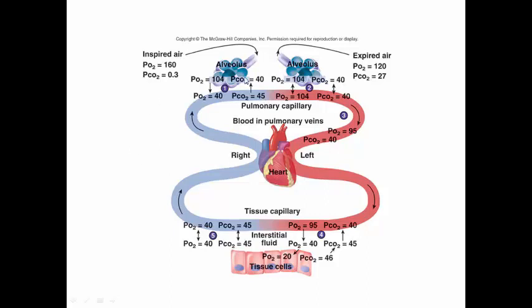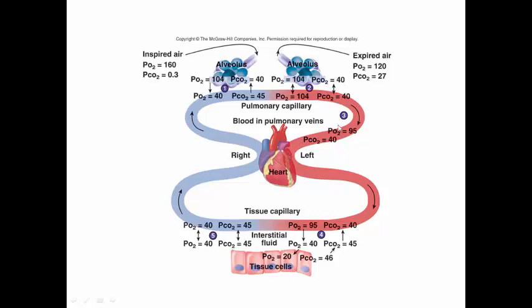Now, because there are pressure gradients for oxygen and carbon dioxide, we have diffusion of oxygen from the alveolar air into the blood in the pulmonary capillaries, and we have diffusion of carbon dioxide in the opposite direction. So the partial pressure of oxygen now becomes 104 or 102 millimeters of mercury, and that of carbon dioxide is 40. Now this blood goes through the pulmonary veins to the left side of the heart.